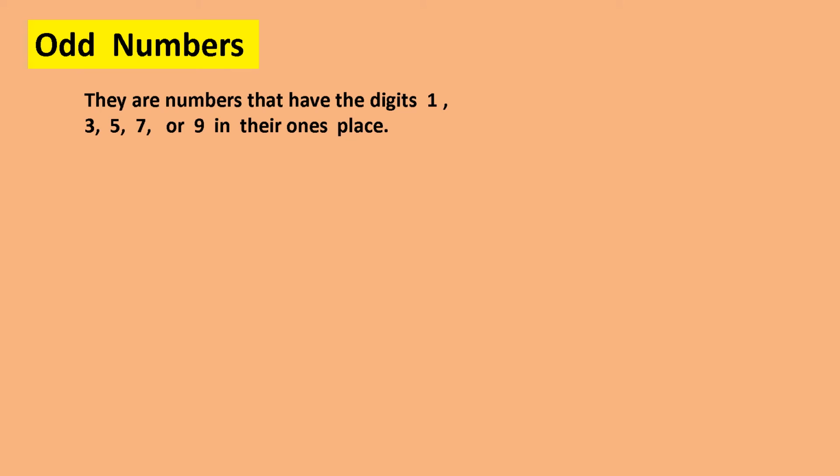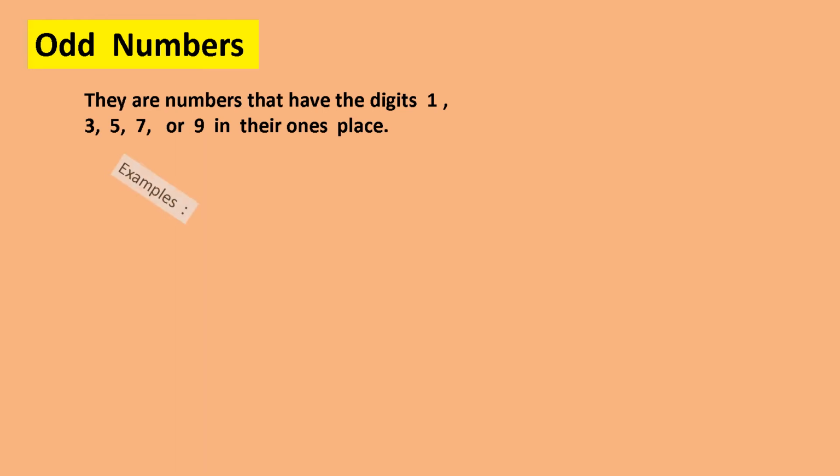How about this one? How do we read this one? Odd numbers. What are odd numbers? These are numbers that have the digits 1, 3, 5, 7, or 9 in their ones place.